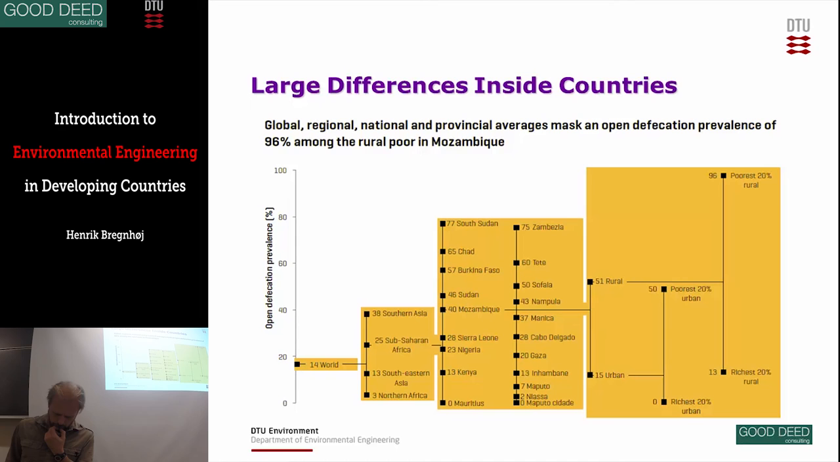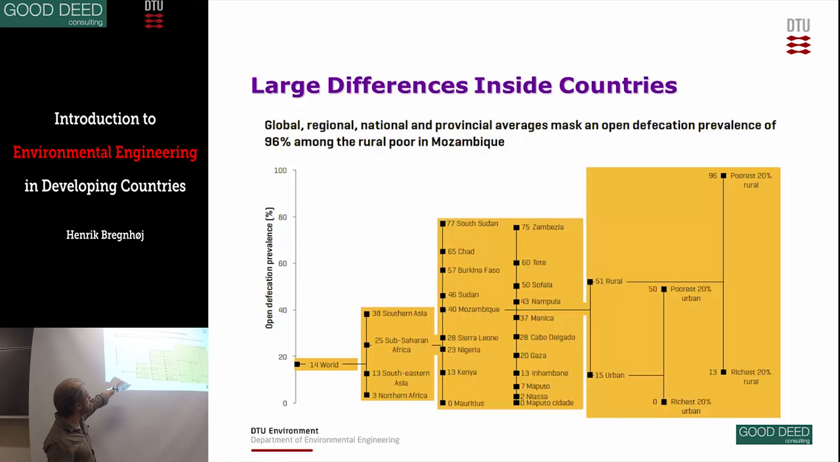I showed you before that some countries have this level of sanitation and so on, but it's not like that. If you look at world level, 14%, this is about open defecation prevalence. That is using the bushes. We're not counting the shared latrines. We're not counting latrines that are not clean. Those going to the bushes, 14% of the world population is doing that.